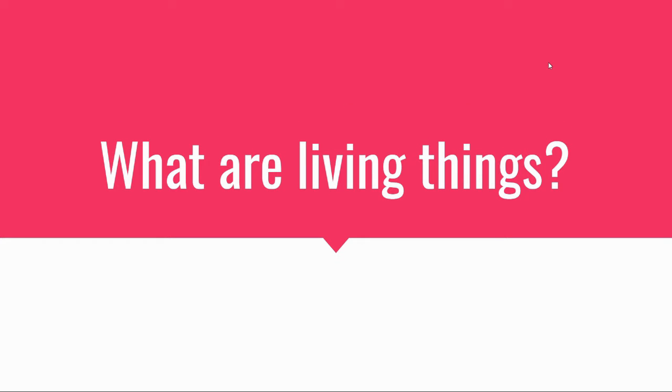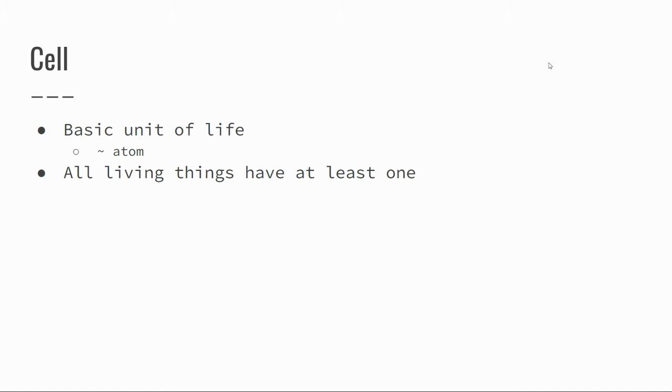Hi, today we're going to talk about what living things are, and we're going to compare them to non living things. So, the basic unit of life is called the cell. Every single living organism has to have at least one cell to be considered living.